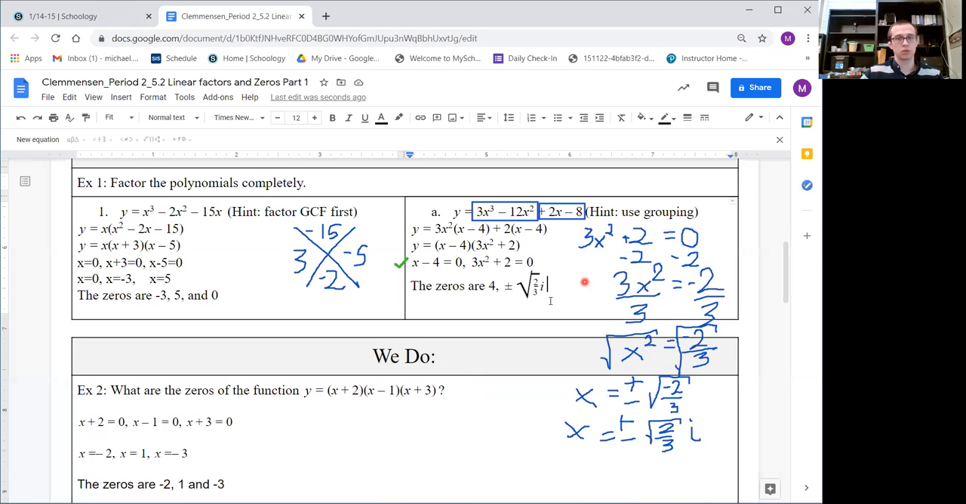So my two zeros are the square root of 2/3 i and negative square root of 2/3 i. Remember, plus or minus means there's actually two things. And again, I only do the i when I have that negative right there. So the negative right here decides that I have an i. Whenever I have a negative inside of a square root, I put my i on the outside and get rid of the negative. Remember, i is equal to the square root of -1.